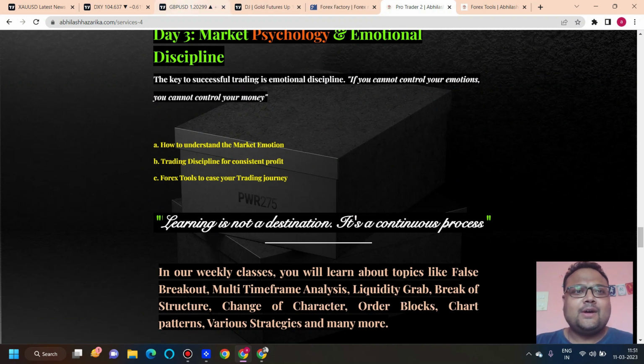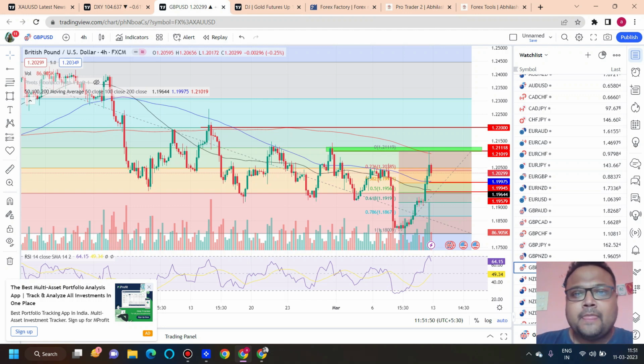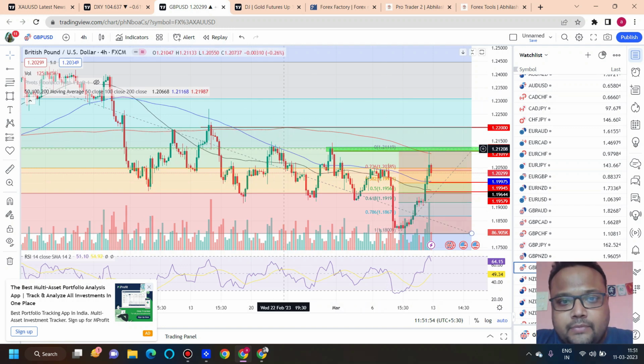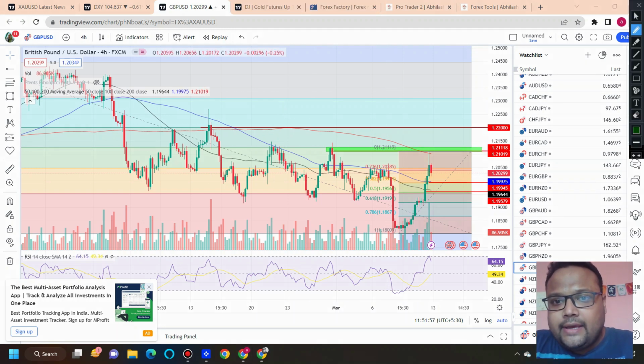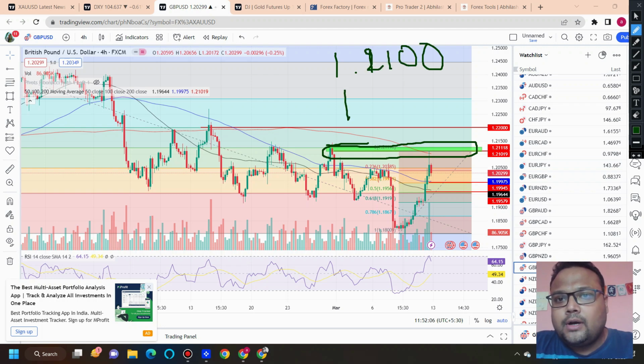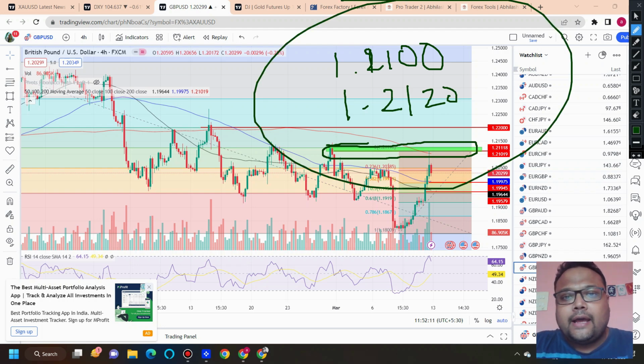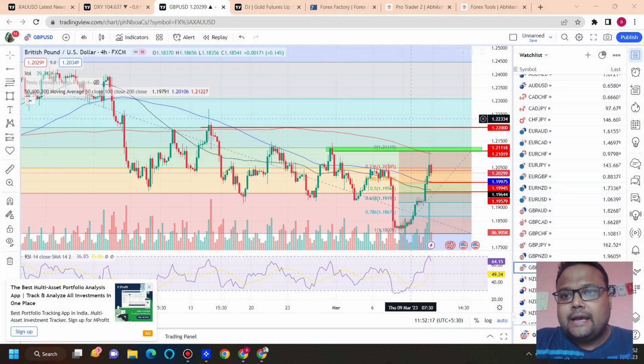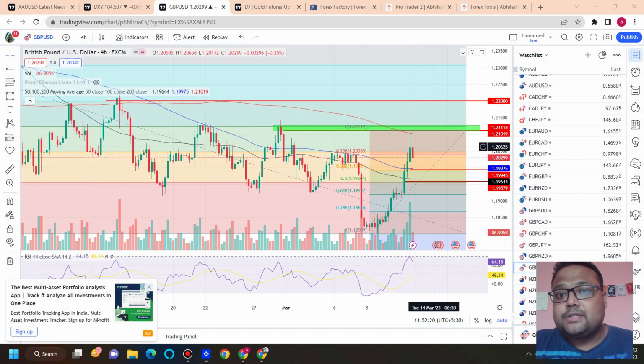Now let's get back to the chart of GBP USD. This is the 4 hours time frame in front of us, and as you can see, we had resistance around 1.2100 to 1.2120. This was the resistance level, and due to the presence of the 200 moving average in addition, market failed to cross this particular level here, and as a result we got to see some price rejection.